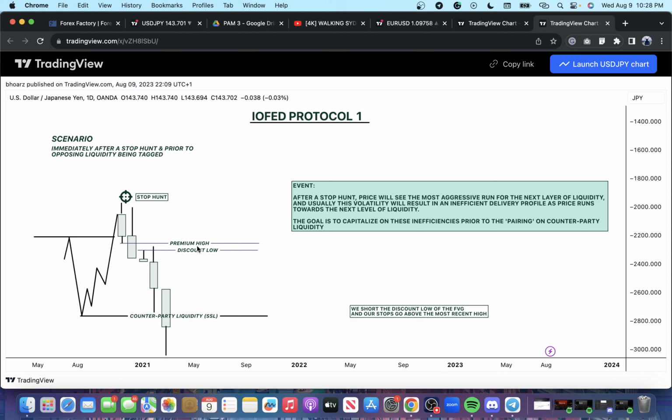When you start to see the market create one-sided delivery in line with your sentiment, that means you have a very strong sentiment. The market is rushing to reach for the next level of counterparty liquidity. And our goal is to capitalize on that quickness in price to get into that next layer of counterparty liquidity by utilizing interbank accumulation levels, which is going to be in the form of inefficiencies or fair value gaps. And that's what you have right here.